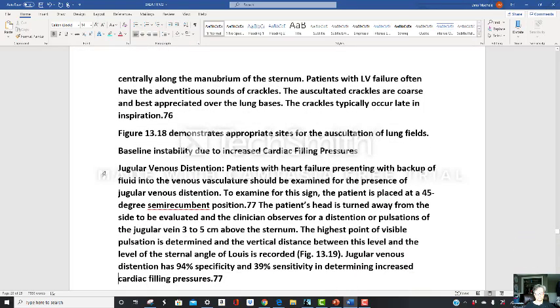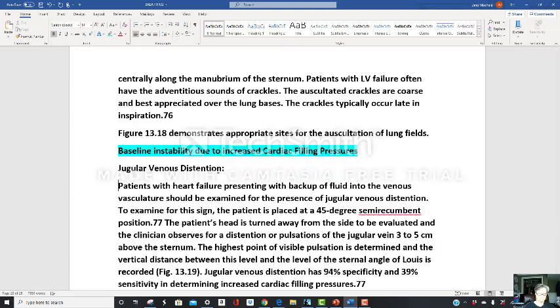Baseline instability due to increased cardiac filling pressures: jugular venous distension. Patients with heart failure presenting with backup of fluid into the venous vasculature should be examined for the presence of jugular venous distension. To examine for this sign, the patient is placed at a 45-degree semi-recumbent position.